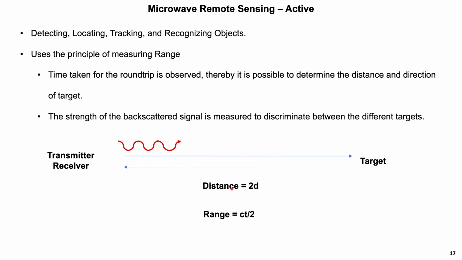So your distance is nothing but your range, and if speed is equal to distance by time, the same concept is being used here. So it is ct by 2. So you will be able to say what is the exact distance at which the object is located.